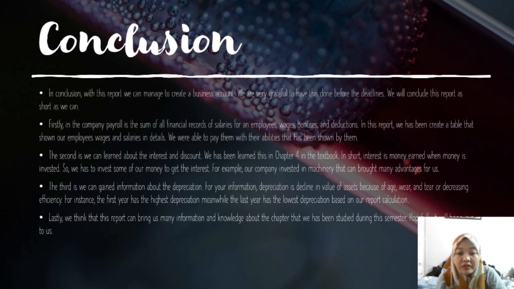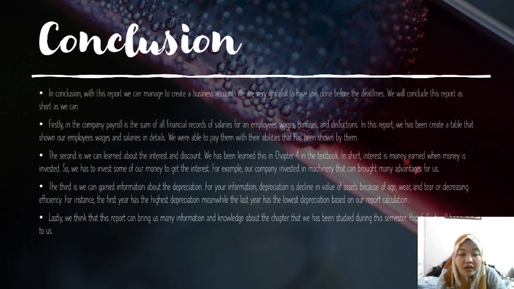In conclusion, we will conclude this report as briefly as we can. Firstly, in a company, payroll is the sum of all financial records of salaries for an employee's wages, bonus and deduction. In this report, we have created a table that shows our employees' wages and salaries in detail. We were able to pay them according to the abilities shown by them. The second is that we can learn about interest and discount. We have learned this in chapter 4 in the textbook.